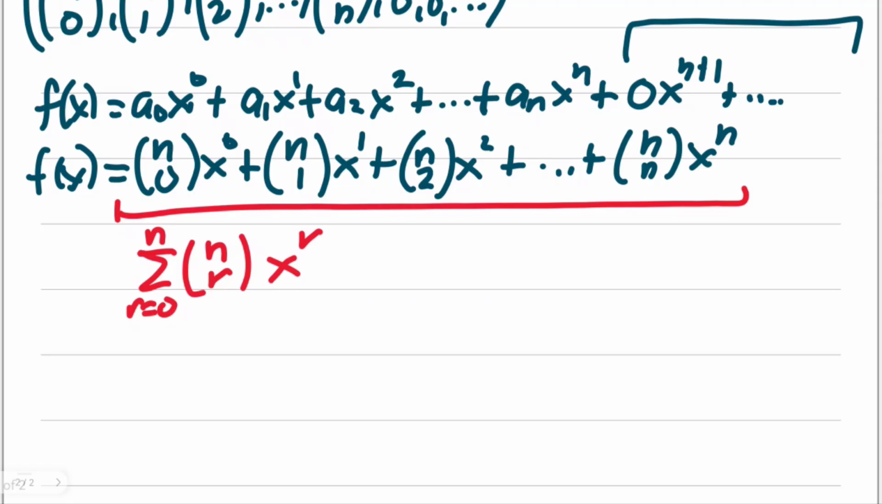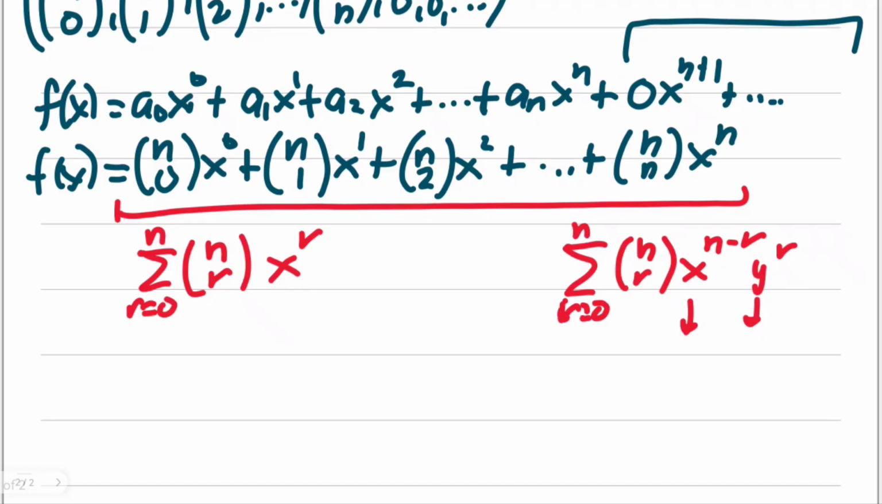But in our binomial expansion in the previous chapter, we talked about this formula, x to the power of n minus r and y to the power of r, where x is the first term in your given binomial expression and y is your second term. That's why this is equal to, by the way, this is r equal to 0 to n, x plus y raised to the power of n.